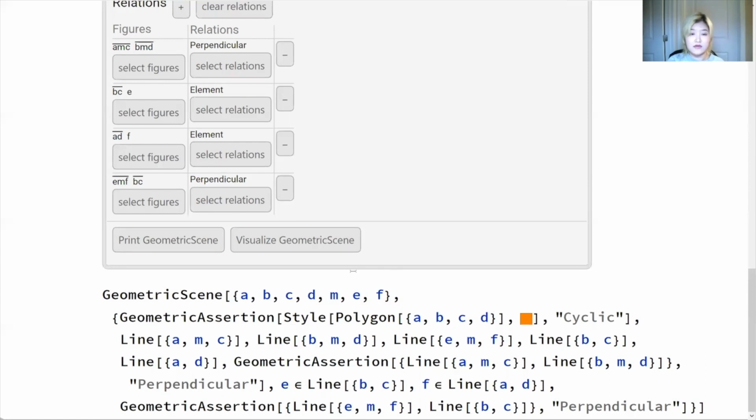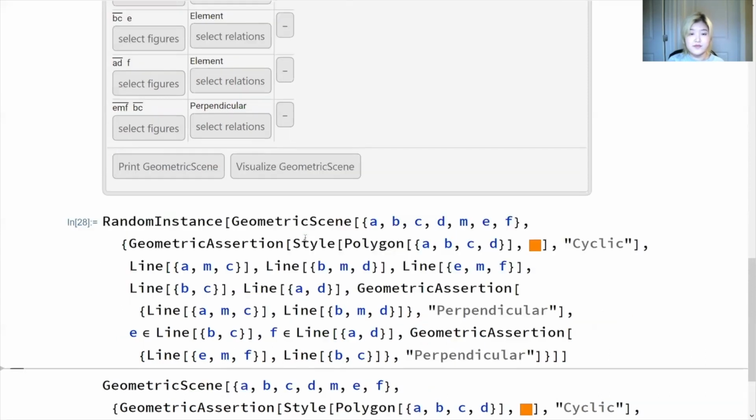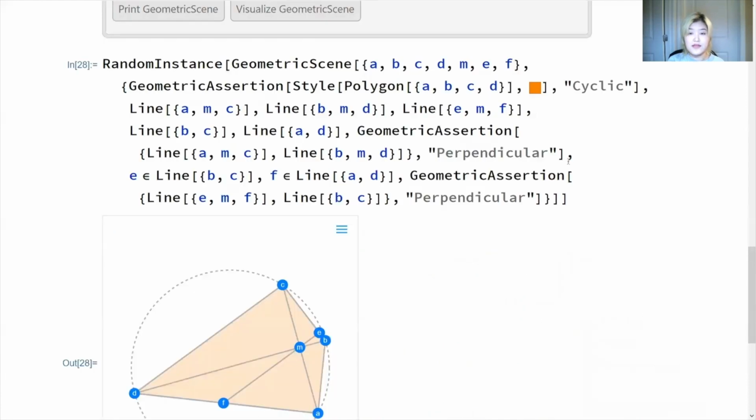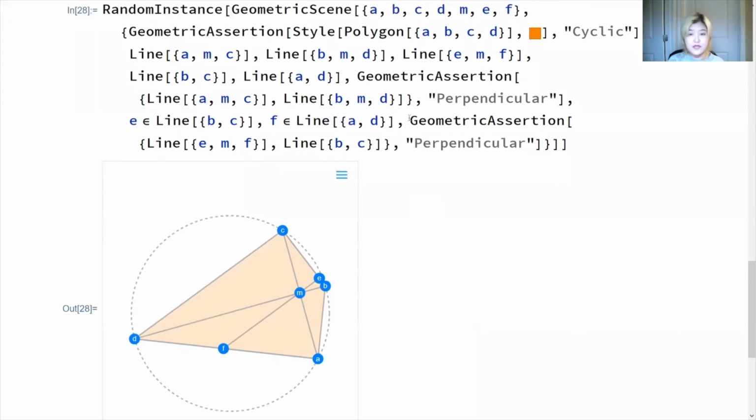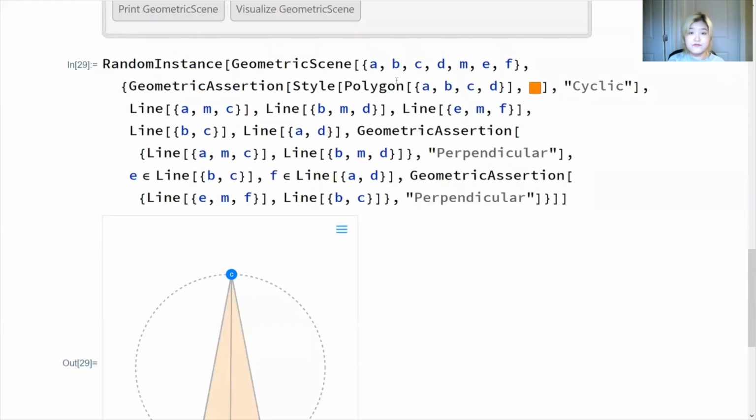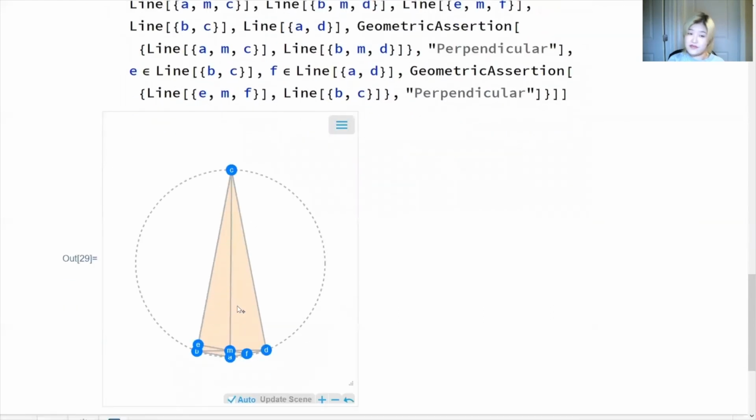And then we can also hit this visualize geometric scene button. This one will give you a graph that is visualized by a random instance of the geometric scene. And if you don't like this one, you can just rerun this part of code, and then random instance will generate another graph for you. Okay, this one doesn't look so great.